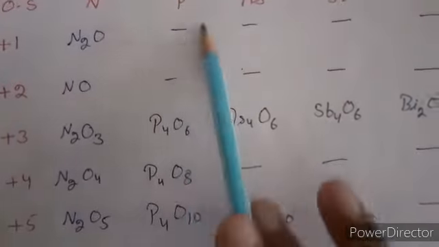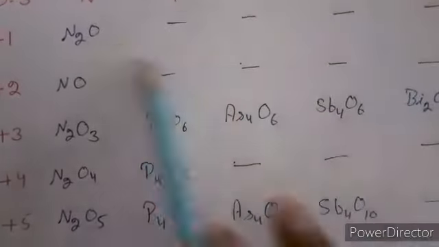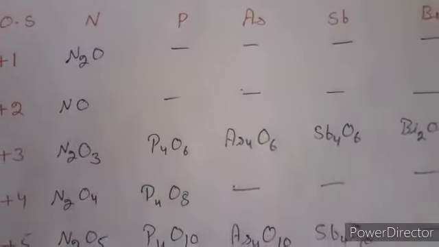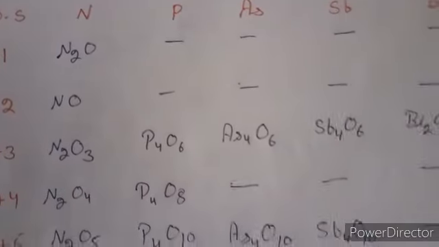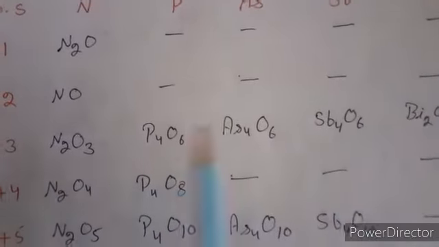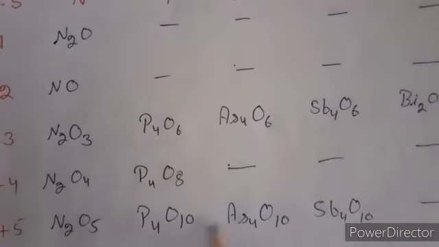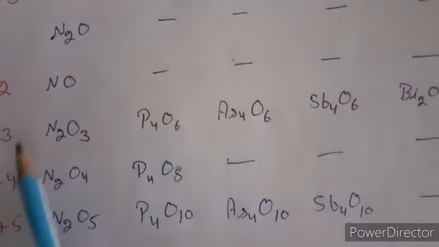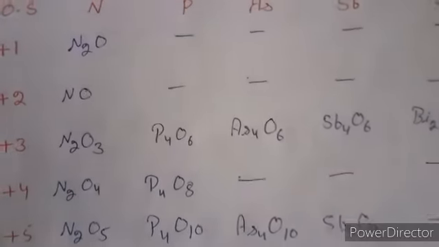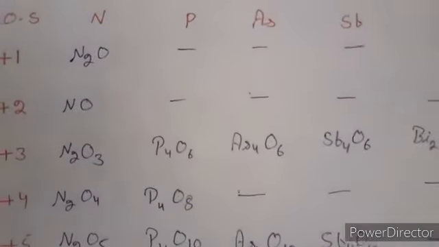But phosphorus does not show +1 or +2 oxidation state. No other group element shows +1 or +2 oxidation state with oxygen. But phosphorus forms P4O6, it's a dimer, and P4O8, P4O10. So +3, +4, +5 oxidation states with oxygen.